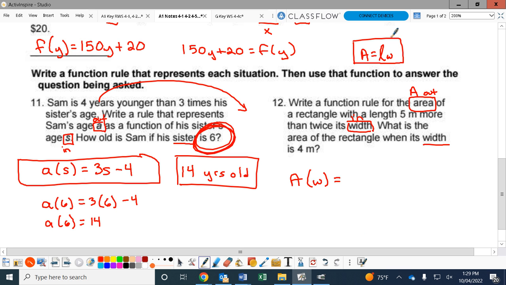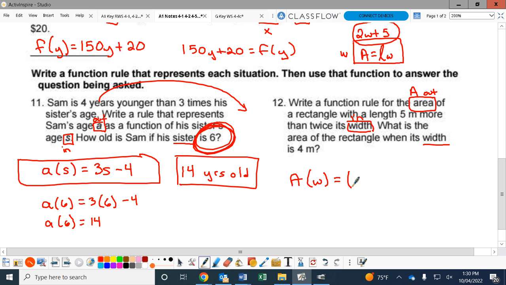Okay, here we go. It says everything is dependent on the width. So we're going to have W as the width. And the length is going to be 5 more than twice the width. How do you write 5 more than twice the width? 2W plus 5. 5 more than means the plus 5 goes at the end. Twice something means you multiply it by 2.